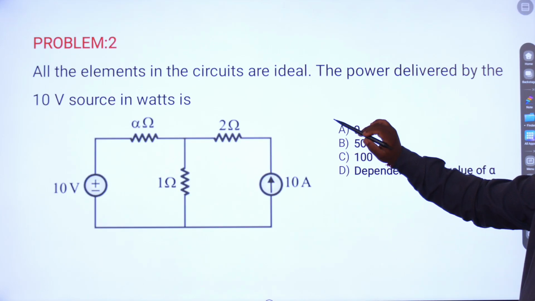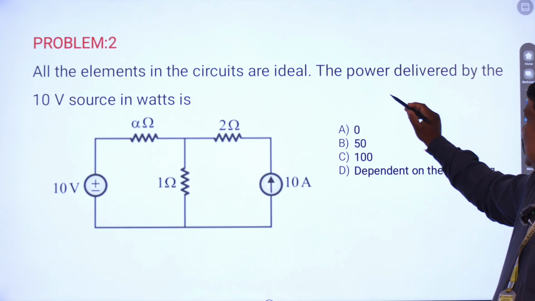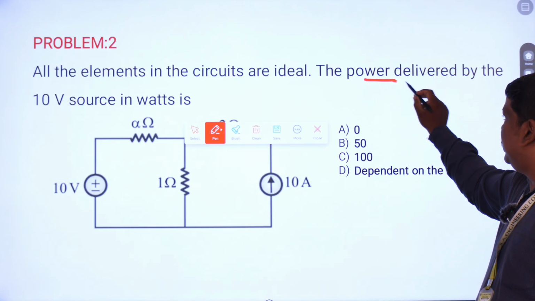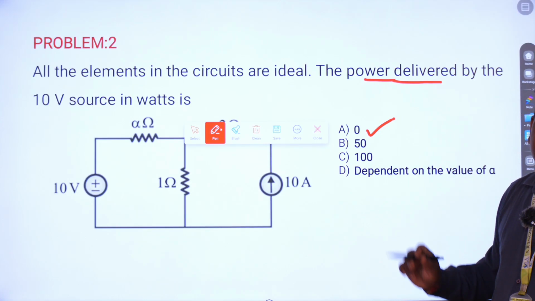This is the question for all the elements in the circuit: what is the power delivered? They asked. Power delivered is going to be 0. What is going to be the right answer?